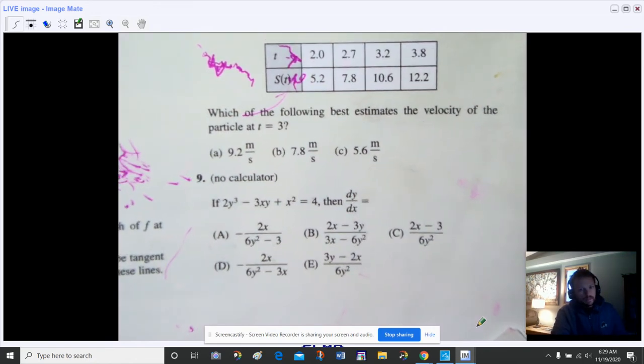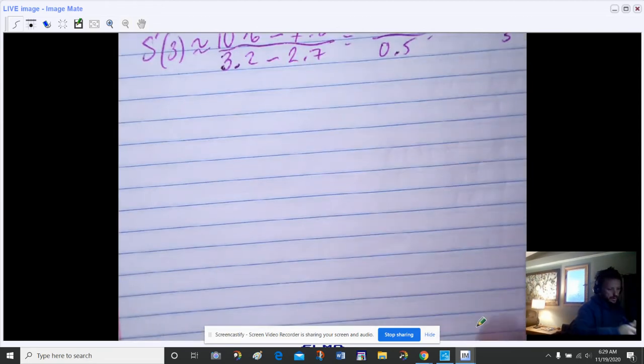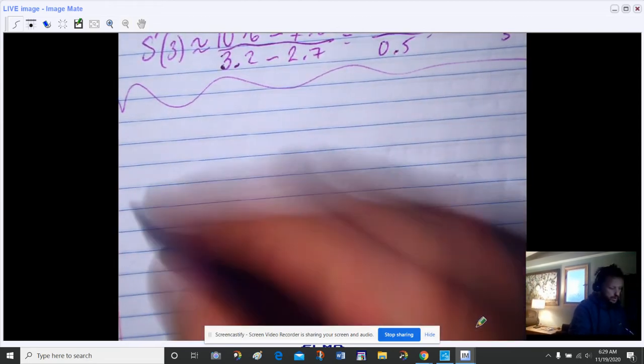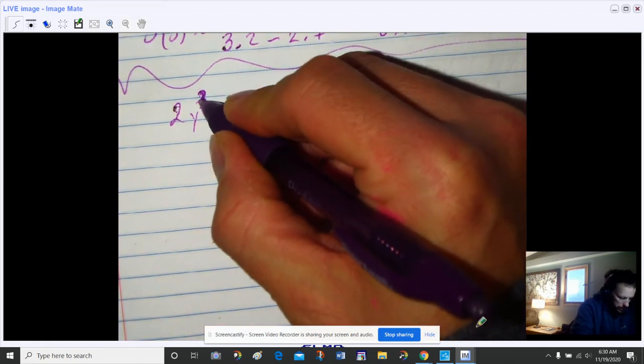All right. Try number 9. I know the non-calculator portion had some implicit differentiation, but don't assume that doesn't mean that we won't have more tomorrow. But I've got to write this clearly, otherwise I'll screw up again.